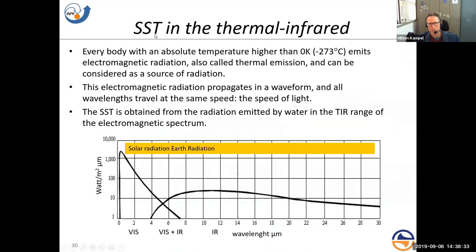So what happens to the sea surface in the thermal infrared? You can see here that for wavelengths lower than around 4 or 5 micrometers, solar radiation is dominant. And for higher wavelengths, Earth radiation is dominant.